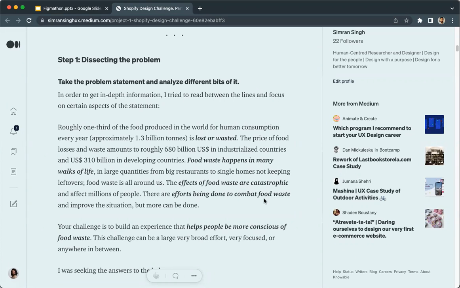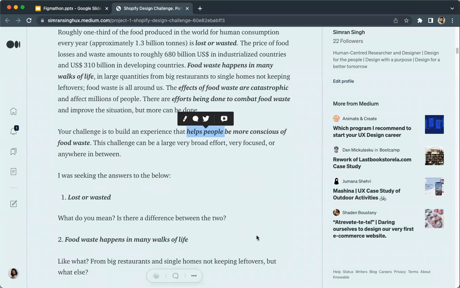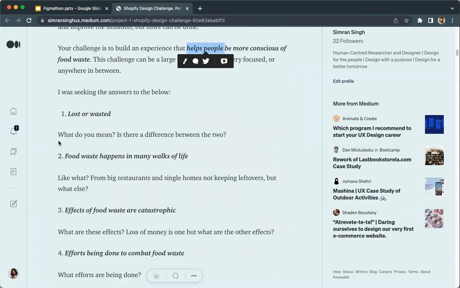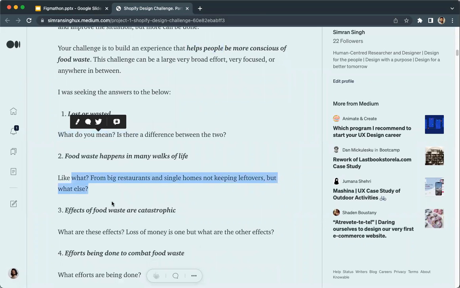And the efforts being done to combat food waste. What are the efforts that are being done right now to combat that? By asking those questions, I understand what it is that I'm actually trying to do. And the next thing is, the prompt says I need to help people be more conscious of food waste. Help people, but which people am I going to be doing it for? Who am I going to be doing it for? So you can see all these questions that I've dissected there.